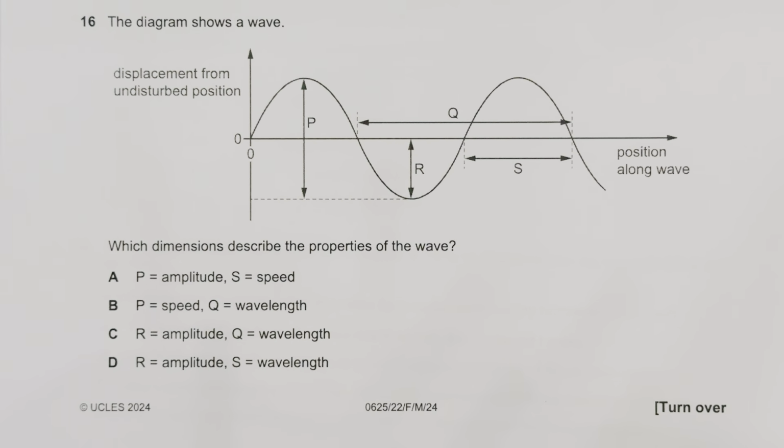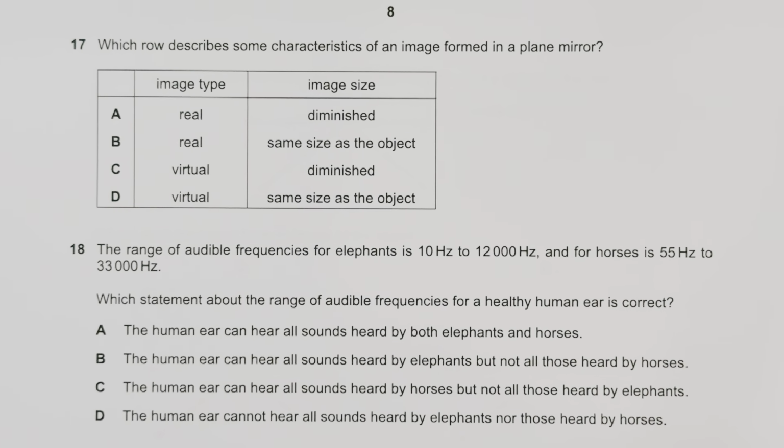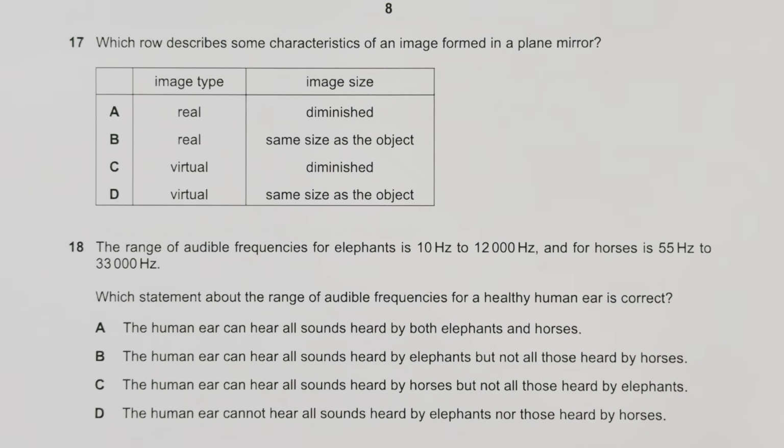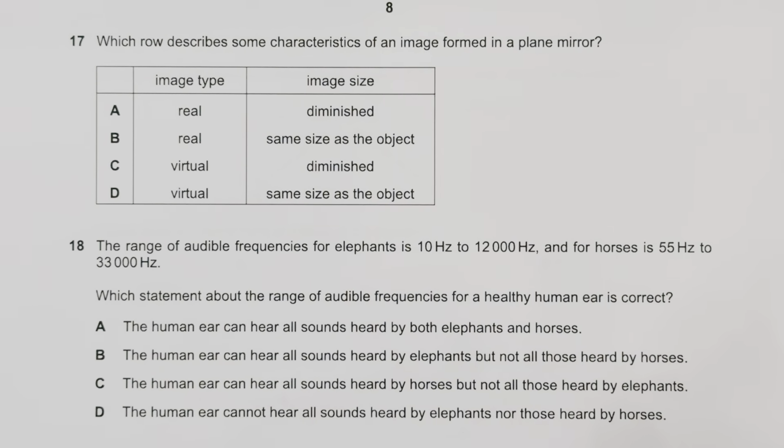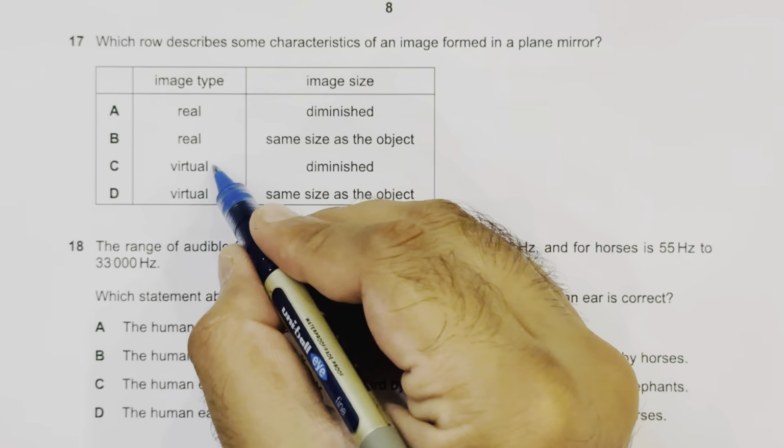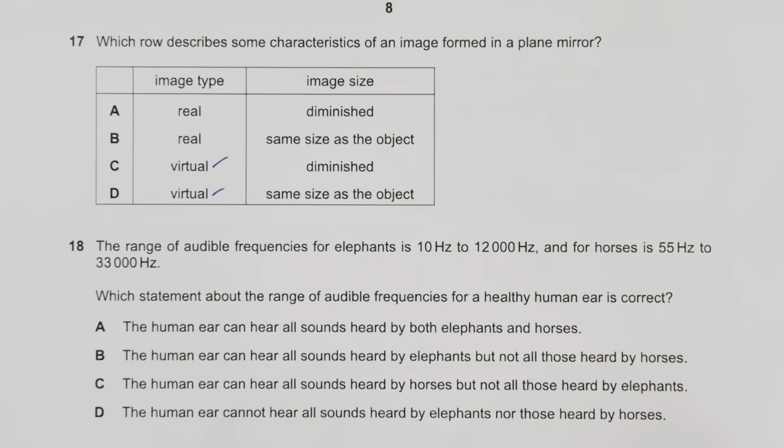Moving to question number 17, which row describes some characteristic of an image formed in a plane mirror? We know that an image formed in a plane mirror is always virtual, and it is of the same size as the object. So option number D is carrying the right answer.